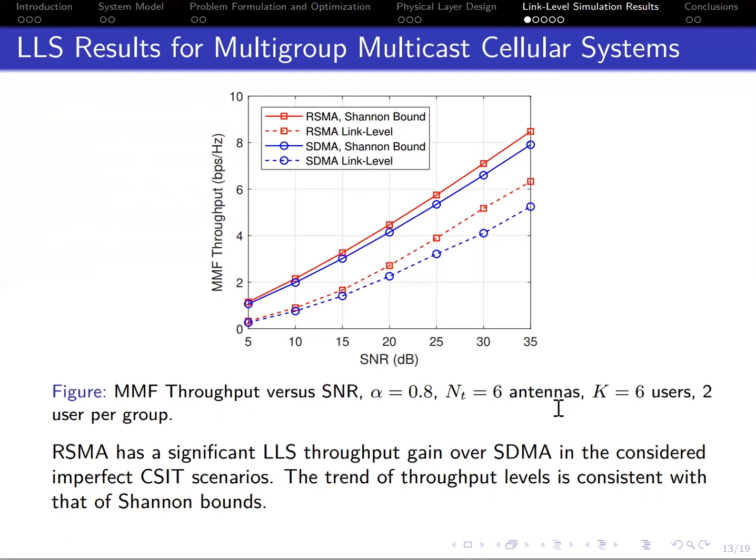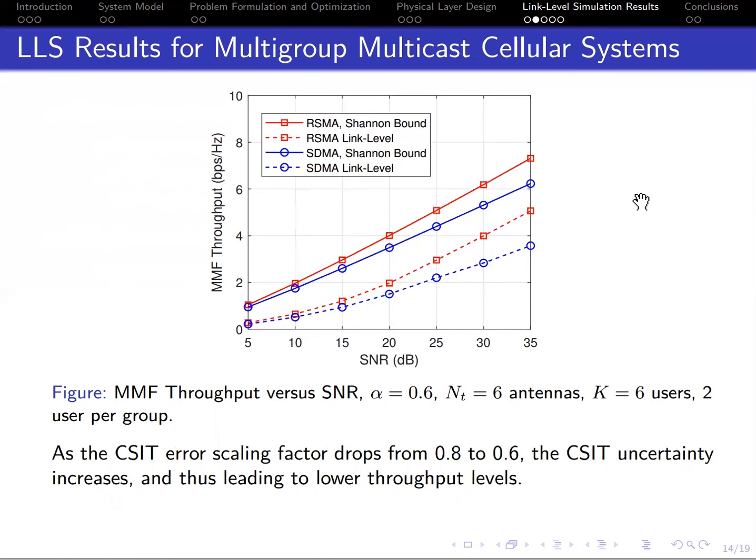It can be observed that RSMA has a significant link-level simulation throughput gain over SDMA in the considered imperfect CSIT scenario. The trend of throughput levels is consistent with that of channel bounds. As the CSIT error scaling factor drops from 0.8 to 0.6, the CSIT uncertainty increases, thus leading to lower throughput results.